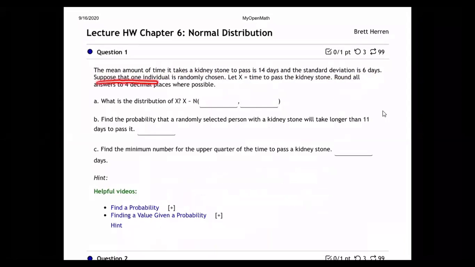I've heard. Suppose that one individual is randomly chosen. Let x equal the time to pass the kidney stone. Round all answers to 4 decimal places where possible. Okay.